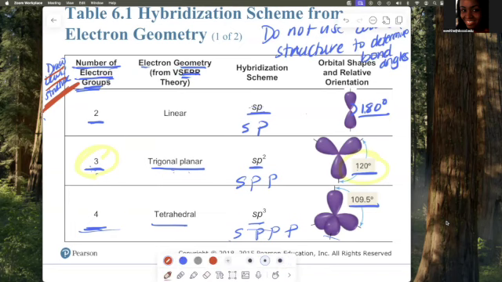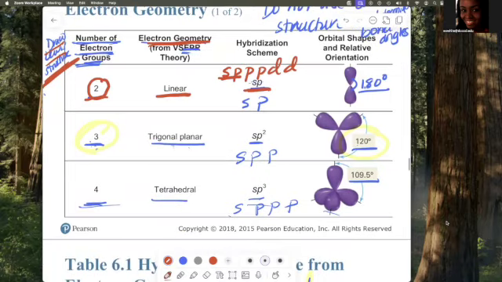So if you have two electron groups, the electron geometry, this is not the shape, this is just telling you how the groups are distributed, will be linear. Because it's linear, remember the letters, you're going from left to right, starting with the left letter. We're going to use the first two letters because we have two electron groups. You're going to use sp hybridization, and the bond angle here is going to be 180, like we covered in the previous chapter.